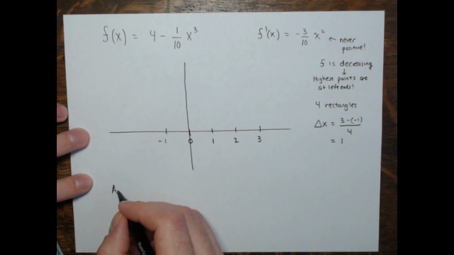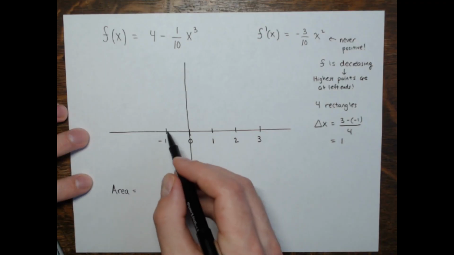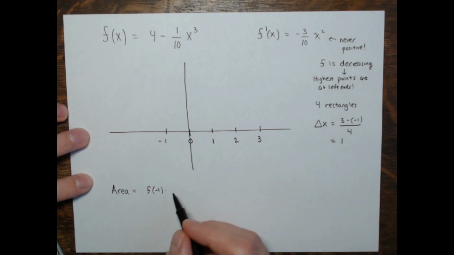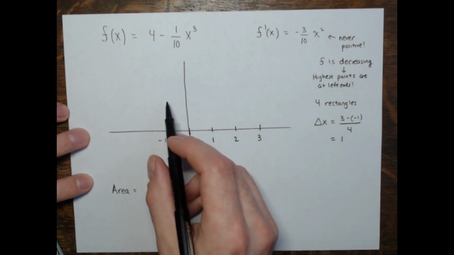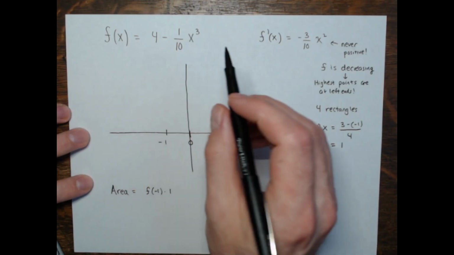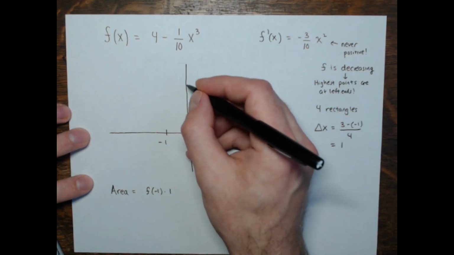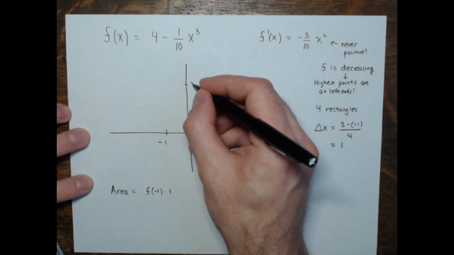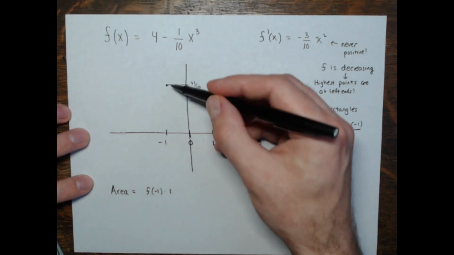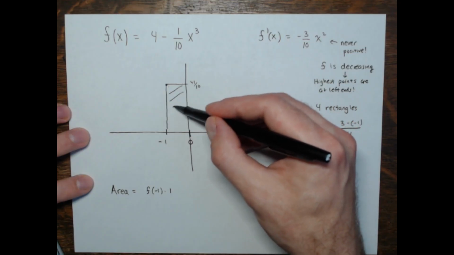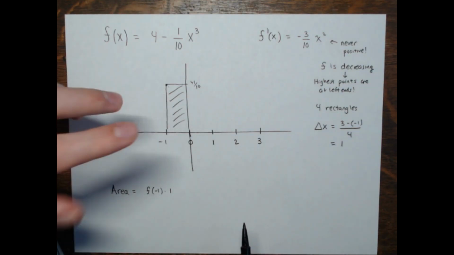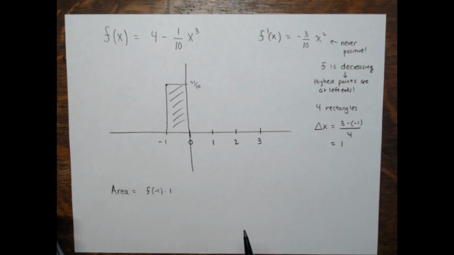So the area is going to be the value of f at -1 times 1, delta x. That'll be the height. So f at -1 would be 4 plus 1/10. So 41/10, 4 and 1/10. So plug that in, and then we get this first rectangle with a width of 1. And again, that left endpoint will be the highest point on the curve coming down. This will overestimate to give me an upper sum.